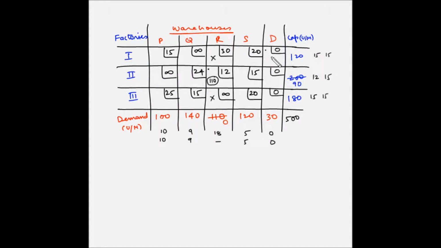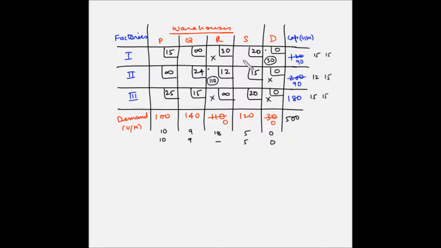Now let's evaluate the supply and demand situation. D has a demand of 30 units while 1 can supply 120 units. So the maximum that can be allocated is 30. Now with this allocation, the remaining demand at D becomes 0, while the remaining supply at 1 becomes 120 minus 30, which is 90 units. And now since the entire demand at D has been met, we'll cross off the remaining squares, indicating that they are no longer required to be allocated.